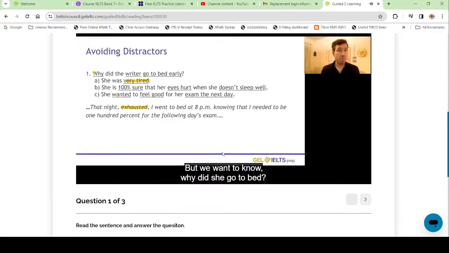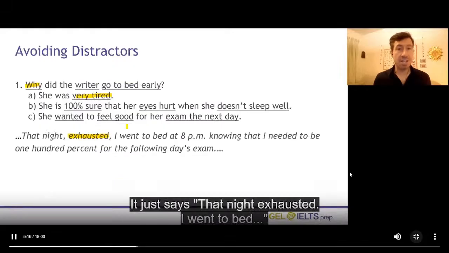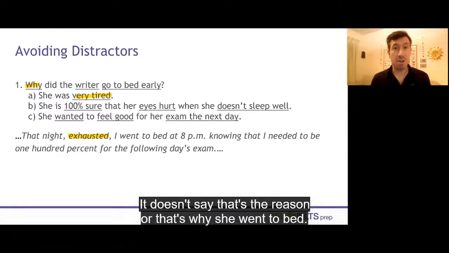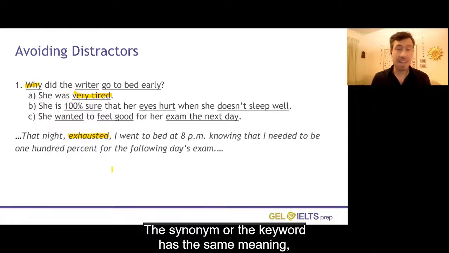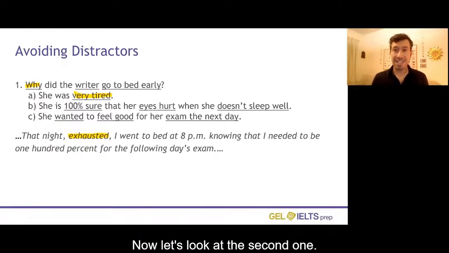But we want to know why did she go to bed? And here it doesn't say she went to bed because she was exhausted. Here it just says, that night exhausted, I went to bed. That means she felt exhausted when she went to bed. It doesn't say that's the reason or that's why she went to bed. So this is what we call a distractor. The synonym or the key word has the same meaning, but it doesn't give us the correct answer to the question.